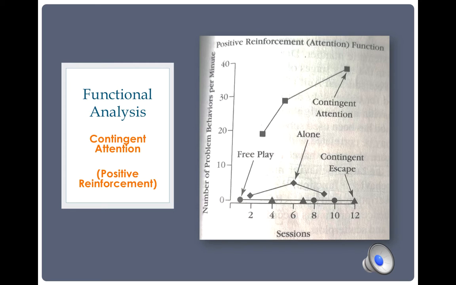In the contingent attention testing condition, the student is given attention after the problem behavior occurs, and only after the problem behavior occurs. Figure 24.1 on page 505 of our textbook shows elevated behaviors in the contingent attention condition. You can see in the figure that the behavior occurred more in the contingent attention condition than in any other condition. When problem behaviors are most frequent in contingent attention conditions, the most probable motivating operation for the behavior is positive reinforcement. The student is more likely to repeat the behaviors if it is followed by attention.